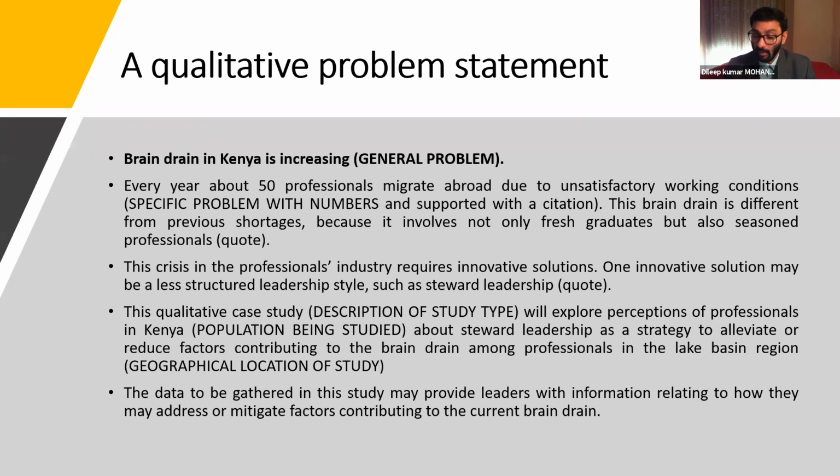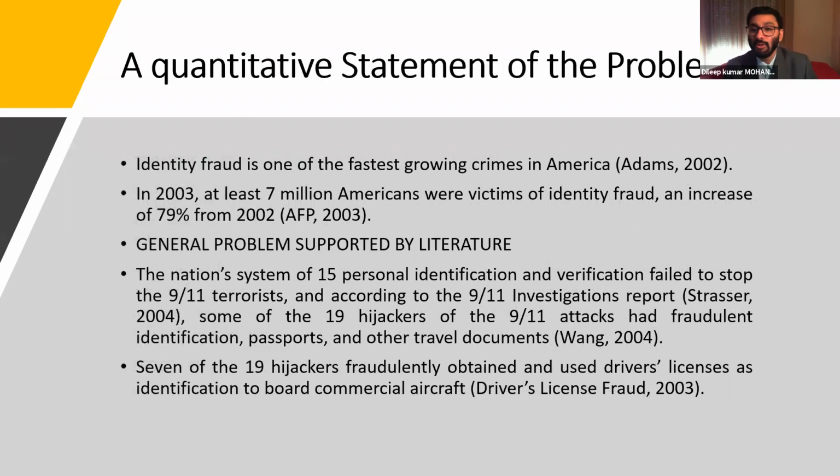That's the way. But if you look at quantitative, I'm giving you one example. Identity fraud in the US is one of the fastest growing crimes in America. You are giving statistics. Always remember, you need to be supported with adequate numbers here. In 2003, at least 7 million Americans were victims of identity fraud, an increase of 79% from 2002. The general problem is supported by the literature. I always tell you, supporting evidence.